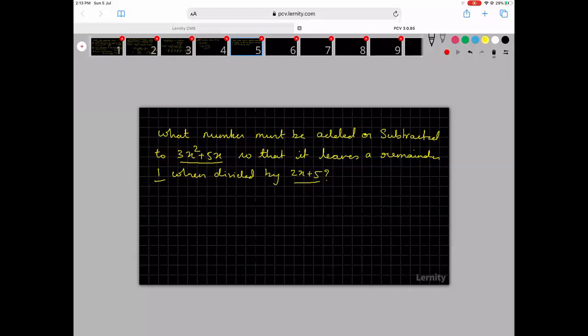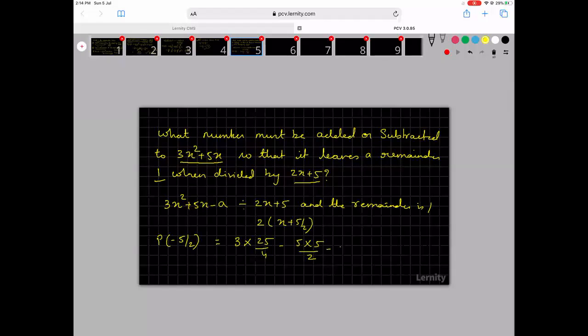So suppose we have to subtract some a. We have 3x square plus 5x minus a divided by 2x plus 5, and the remainder is 1. So I can take 2 common, it will become x plus 5 by 2. So I find out p of minus 5 by 2, which is 3 into 25 by 4 minus 5 into 5 by 2 minus a. And this should give me 1 because the remainder is 1.